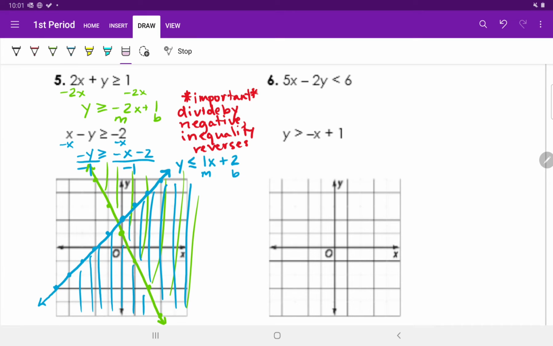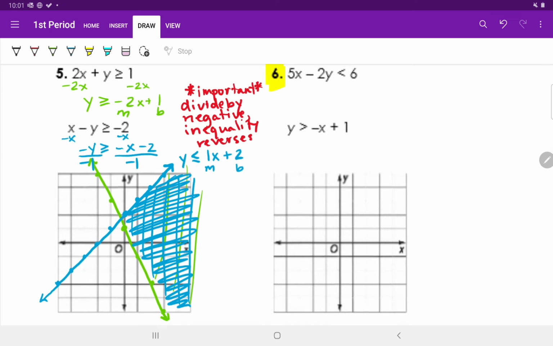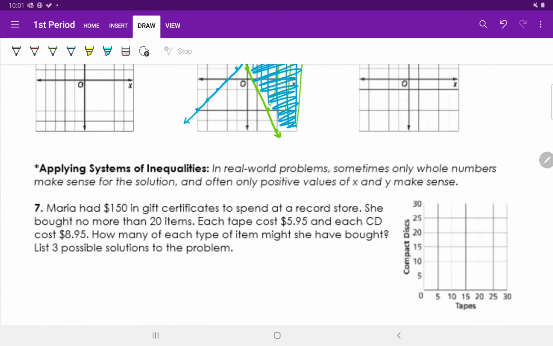Well, these blue solutions down here are out because there are no green solutions down here. And these green solutions are out. But over here in this region, we have both green and blue solutions. So this is our answer. Number 6 is a problem that you will do on your own. Let's move on to number 7.